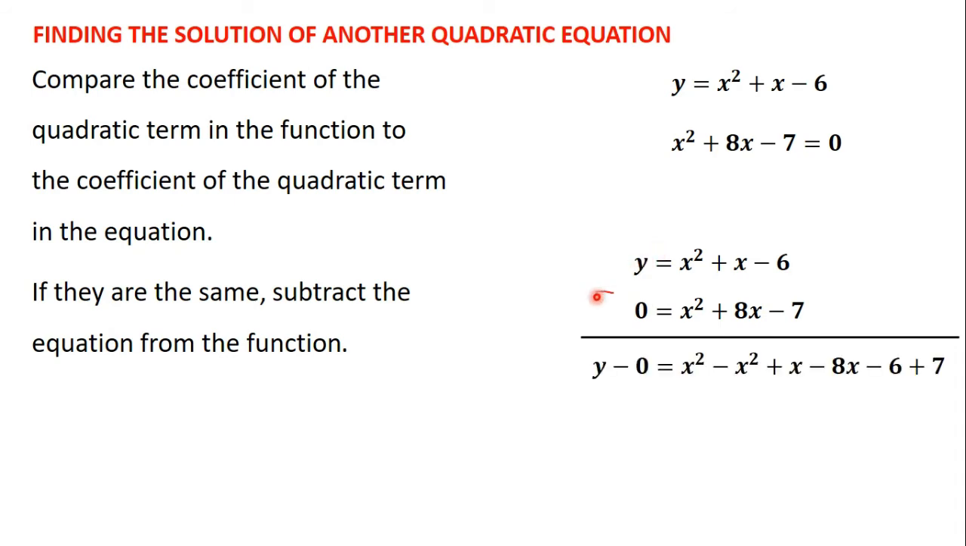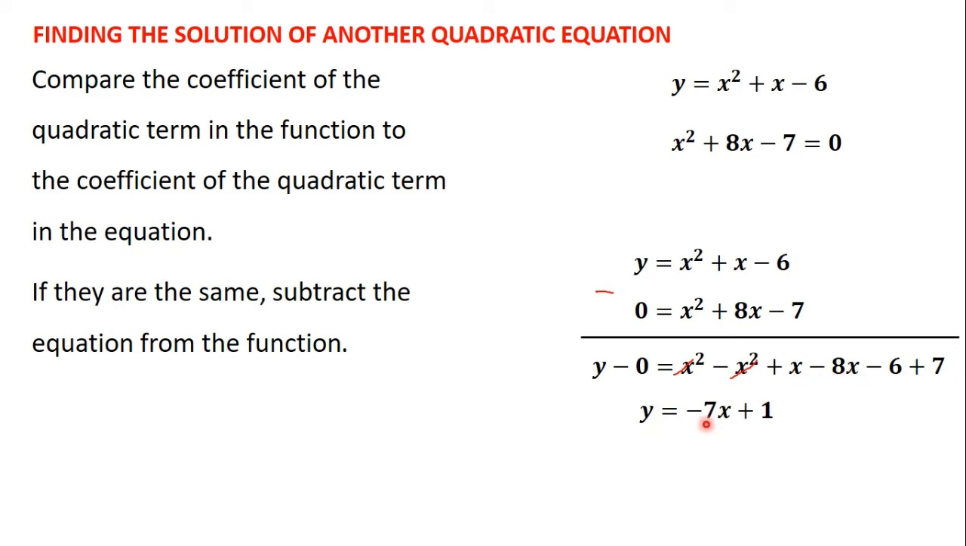So let's start. We will have y minus 0 is equal to s squared minus s squared plus x minus 8x, minus 6 minus 7, and that will give us plus 7. So as you can see, we subtract the equation from the function. S squared minus s squared will give us 0. So we can see that s squared and s squared will go away. So you will be left with y minus 0, which is y, x minus 8x.